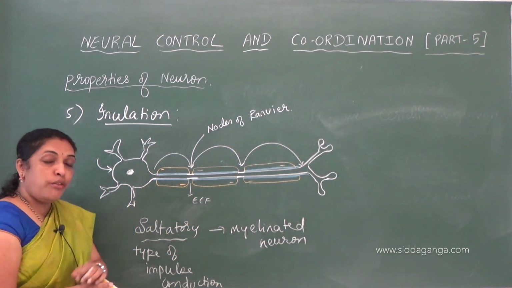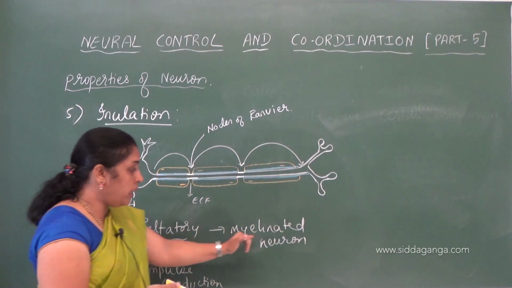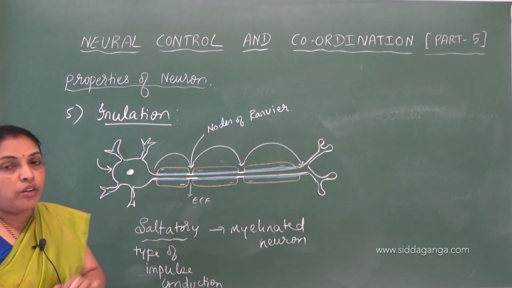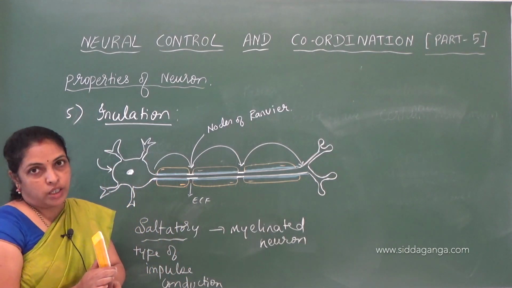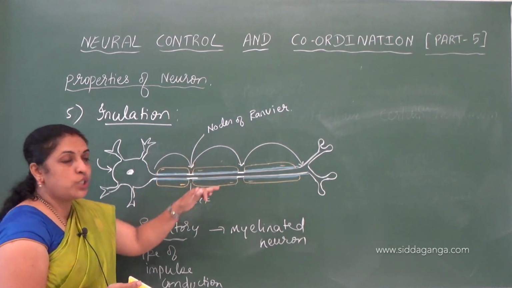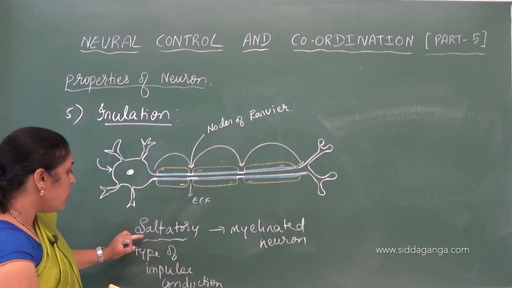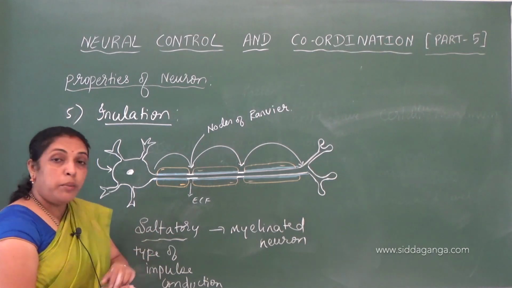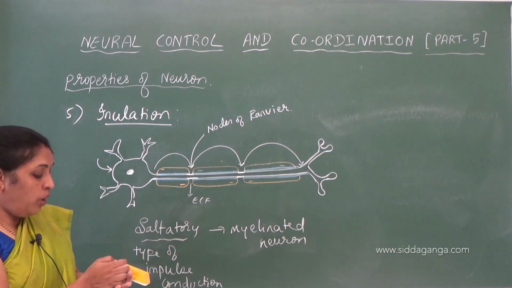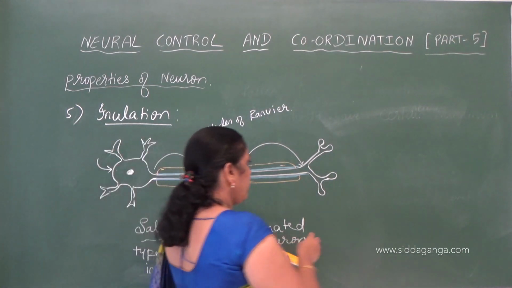So the rate of impulse conduction is more in the myelinated neuron when compared to non-myelinated neuron. This jumping of action potential from one node of Ranvier to another node of Ranvier is called saltatory type of impulse conduction. Now the non-myelinated neuron.